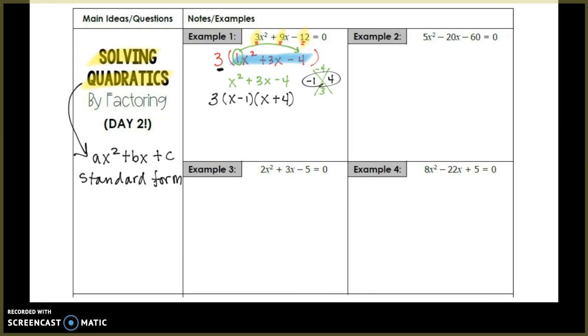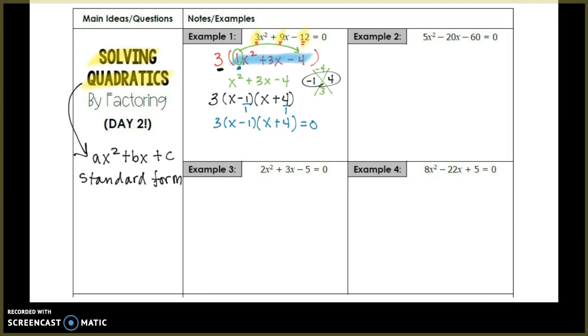So the number that we multiplied by was 1. So if I divide this by 1 and I divide that by 1, it's just going to stay the same. So I end up with x minus 1 times x plus 4, and this is going to be equal to 0.